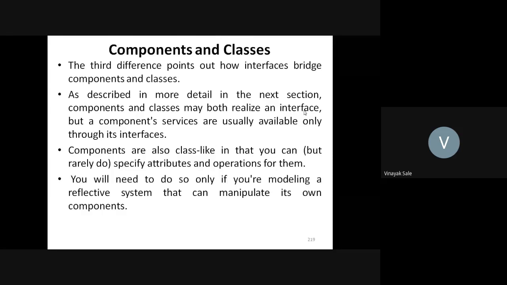The third difference points out how interfaces bridge components and classes, as described in more detail in the next PPTs. Components and classes may both realize an interface, but the component's services are usually available only through its interfaces. Components are also class-like in that you can specify attributes and operations for them, but this happens rarely. You will need to do so only if you are modeling a reflective system that can manipulate its own components.